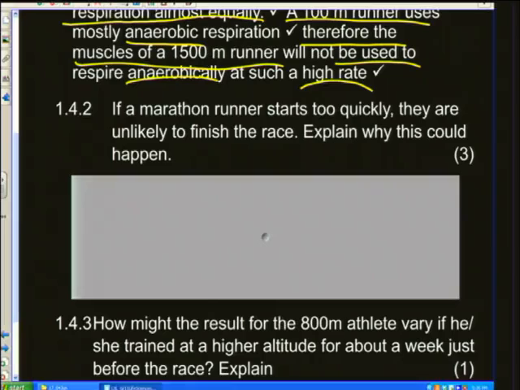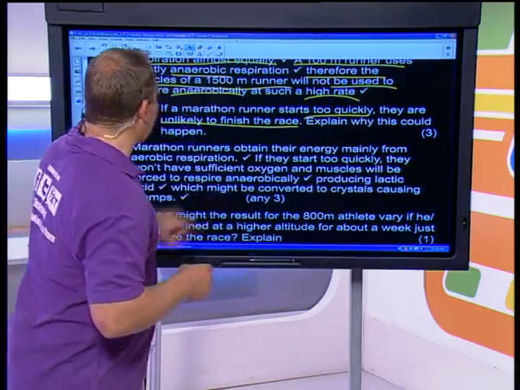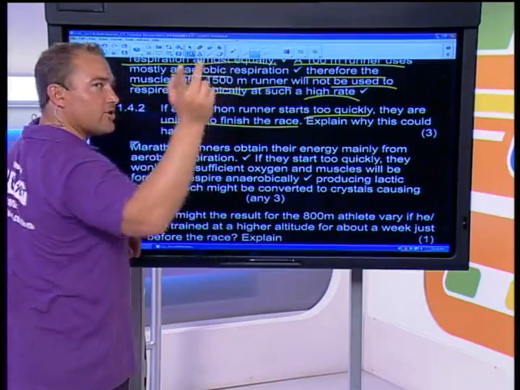If a marathon runner starts too quickly, they are unlikely to finish the race. Explain your answer. Oh, come on. That's exactly what I just said to you. Hey, Looney. What are they going to hit? The wall. The wall. Right. They cannot carry on. Remember, the lactic acid is going to almost paralyze the muscles, so you can't go anywhere. Hey, Looney? Okay, so let's have a look if I'm right. Well, if Looney's right, should I say.